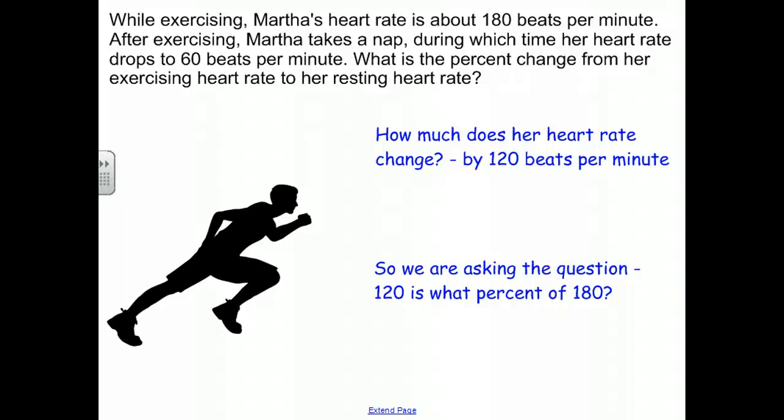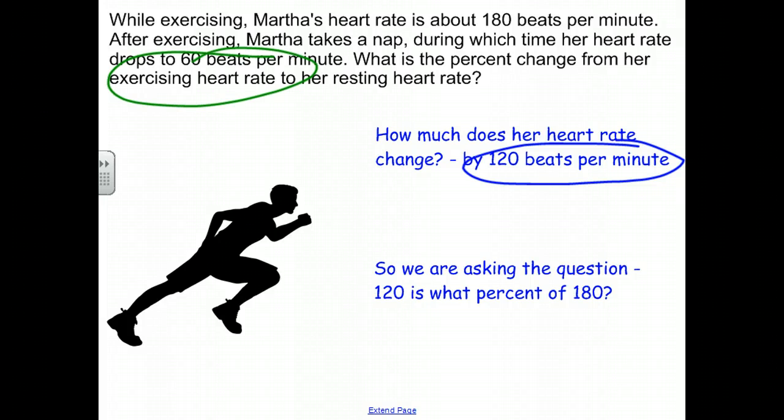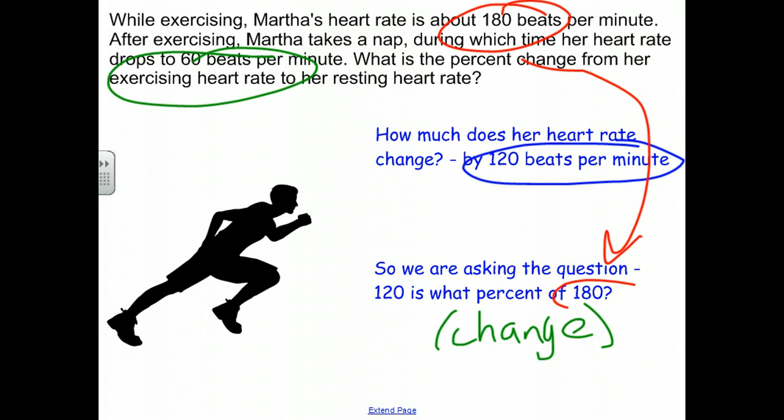In this case, her heart rate changes, so we find out that her heart rate changes by 120 beats per minute. We're interested in that specific number. And then we are asking the question, what percent changes that from the exercising heart rate? By saying 120 is what percent change of her exercising heart rate, which is 180. 120 is what percent of 180?